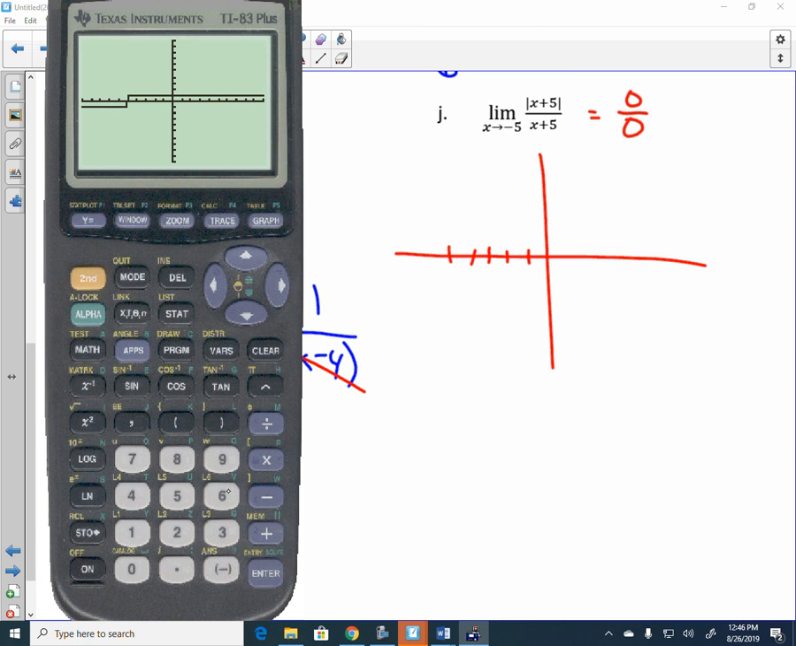Again, we must be smarter than the graph. If we're not smarter than a calculator, then we're in big trouble. Here's what that graph looks like. So as I approach negative 5 from the left, what's the limit? Negative 1. As I approach negative 5 from the right, what's the limit? Positive 1. Are those the same? So therefore, it does not exist.